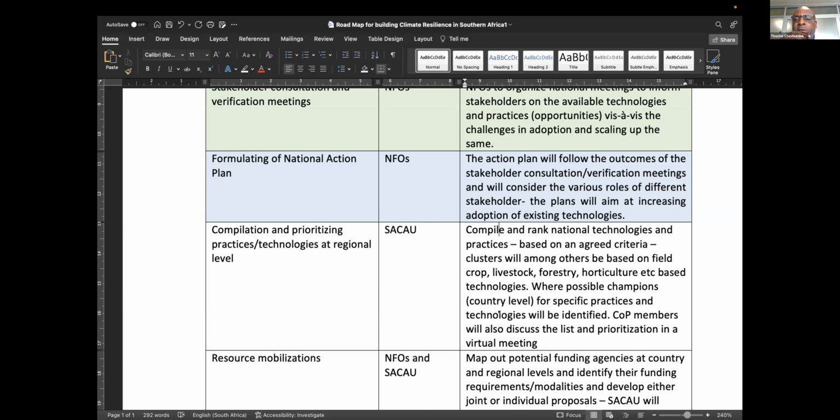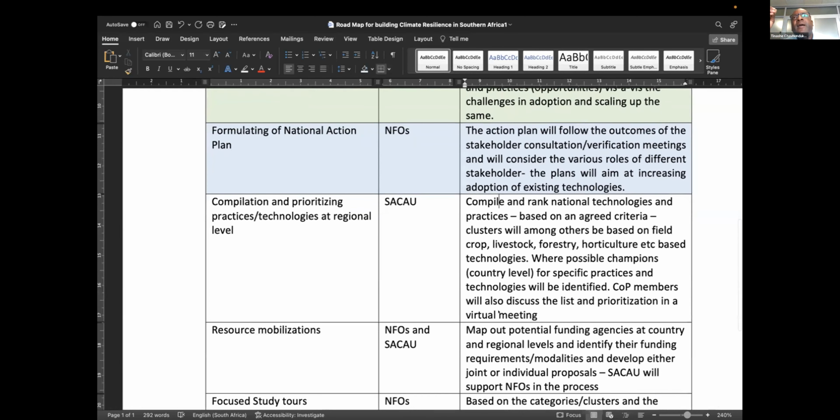So we need to rank these technologies based on their prevalence, or how common we find them in the study, to say we found that maybe most farmers are using biodigesters, again just as an example. How do we then look at them given how common they are at regional level? So we will rank them to say, if we are going to build climate resilience in Southern Africa, number one will maybe be conservation agriculture, number two, just giving examples here.